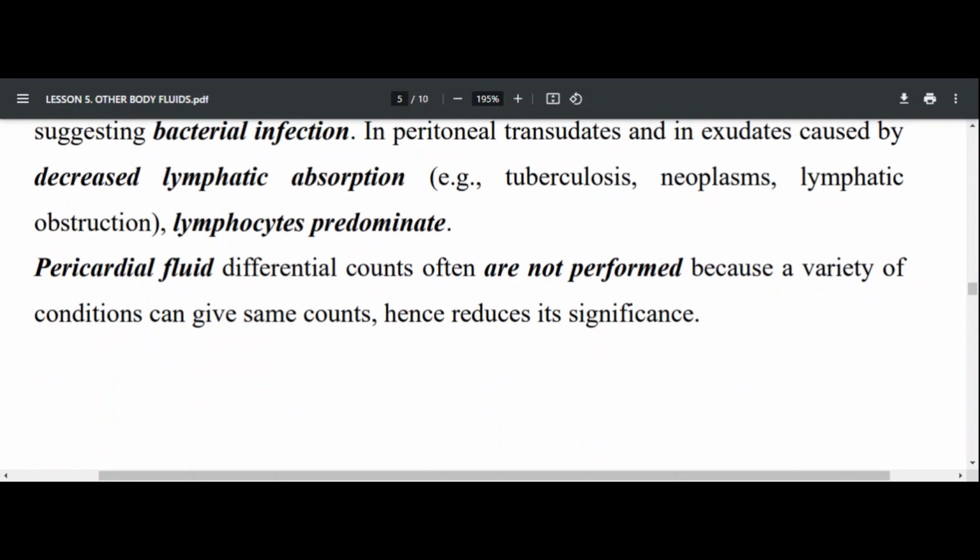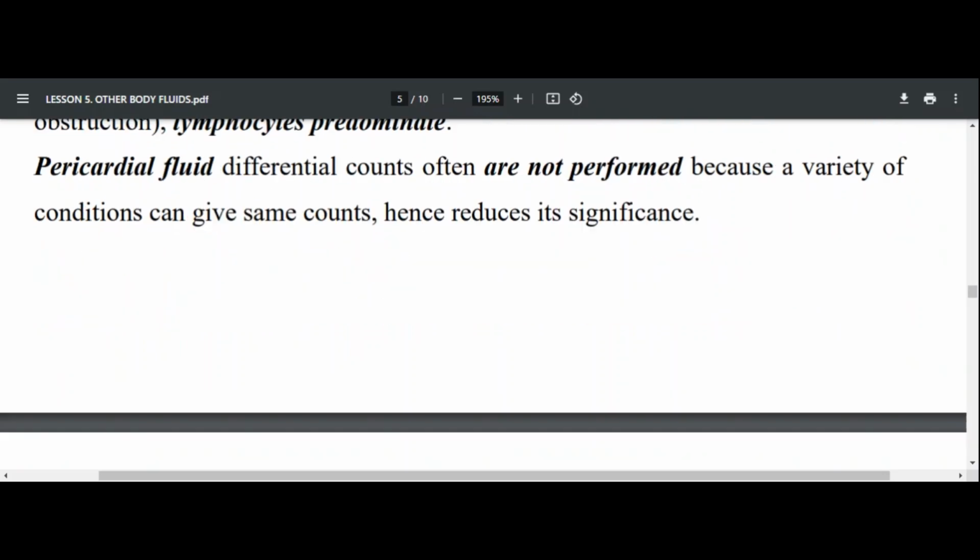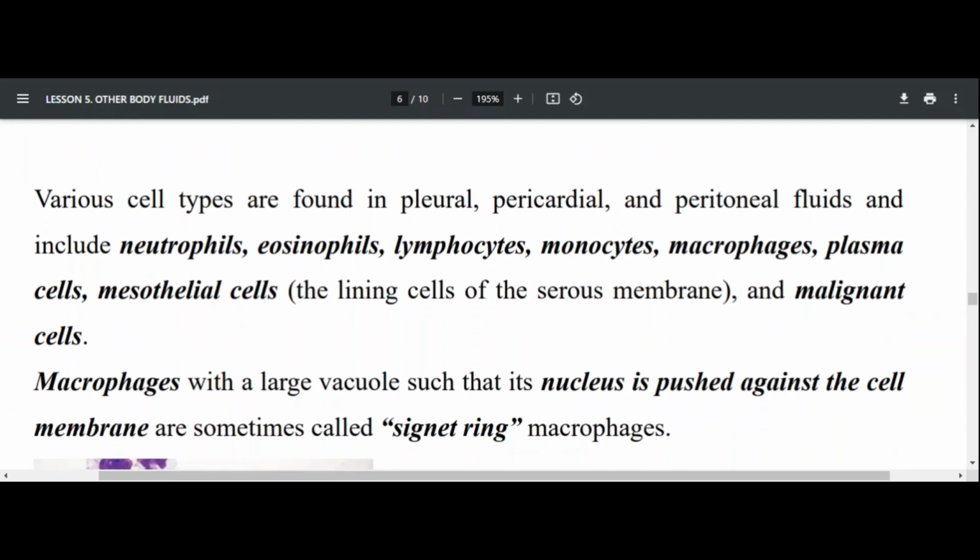For pericardial fluids, differential count is rarely performed because pericardial fluid is normally regarded as exudate. Whenever it is collected, it is always an exudate, and counting cells does not normally give any clinically significant result. Different cells are found in pleural, pericardial, and peritoneal fluids, and they include neutrophils, eosinophils, lymphocytes, monocytes, macrophages, plasma cells, mesothelial cells, and also malignant cells.